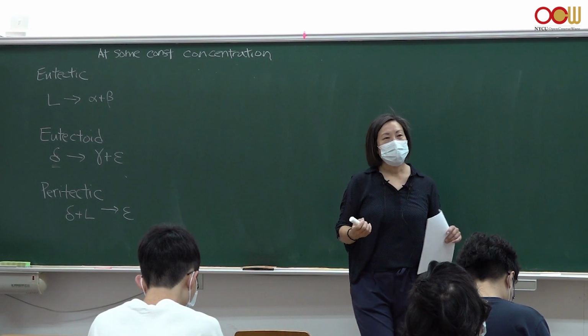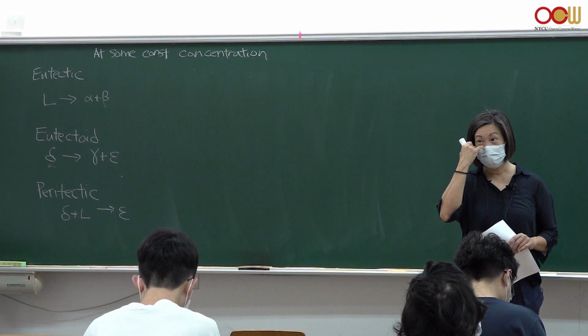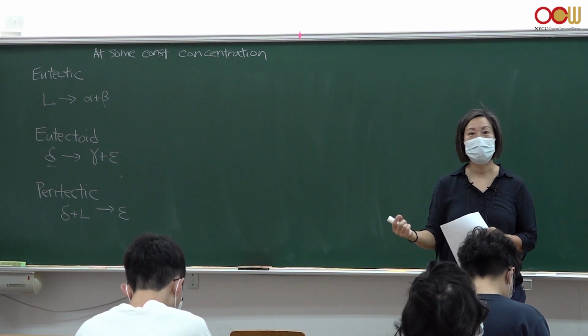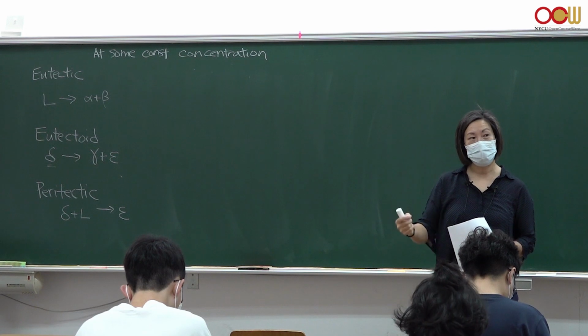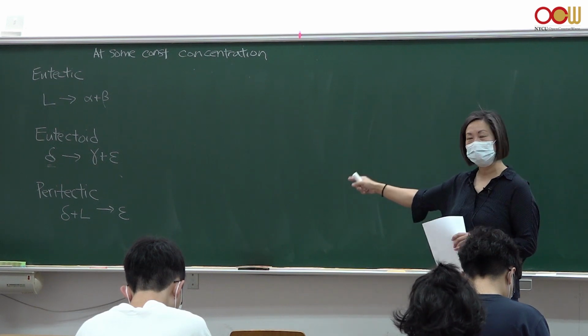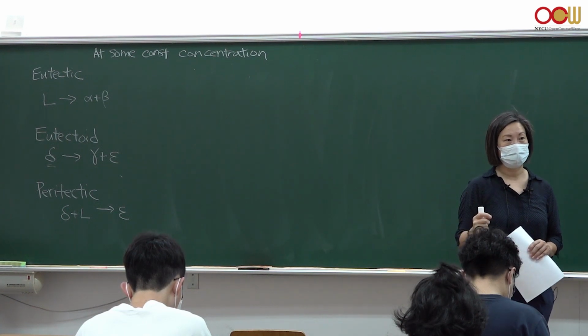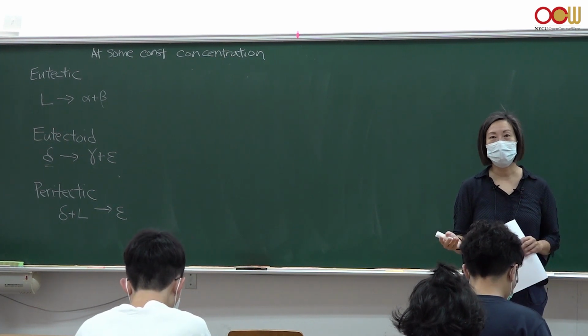And the reason why material scientists have bothered to give these specific names, these point-specific names, is because when you have phase transformation that happens along these points, you get something different in terms of microstructure. And we'll talk about that in more detail.